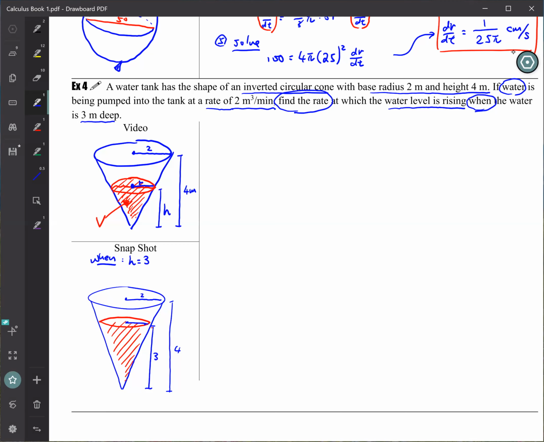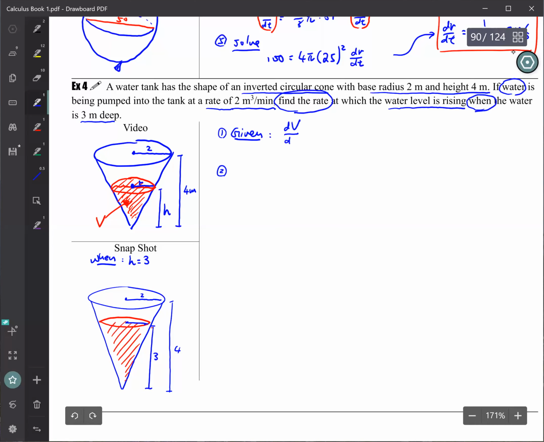Okay, so let's check. How about the rest of you? Have you all finished steps 1 and 2? Can you raise your hand if you finished? What is step 1? What's the given rate? Leon, do you have it? The 2 meters cubed per minute. Okay, and what symbol would you use for that? dV over dt. Okay, very good.